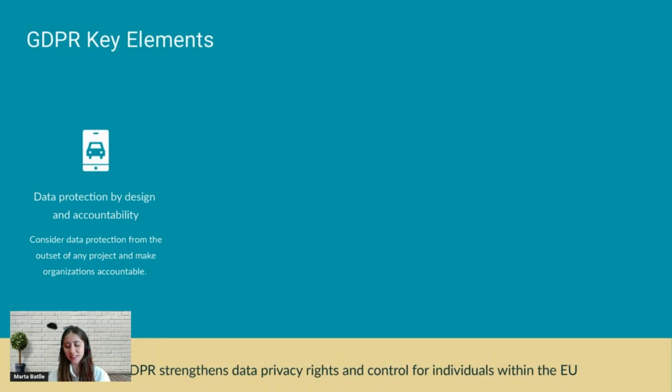So the fact that organizations are now accountable for data protection means that there will be very, very high fines for organizations that are not compliant with the GDPR, which makes organizations take data protection and privacy very seriously. These fines can go up to 20 million euros, or 4% of the organization's global annual turnover, whichever is higher. So that's a huge fine.